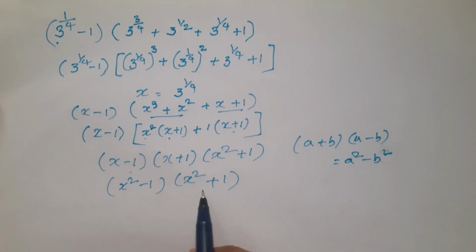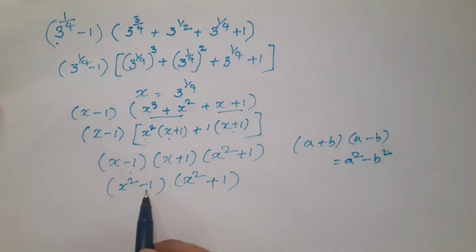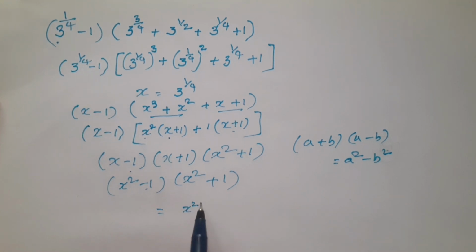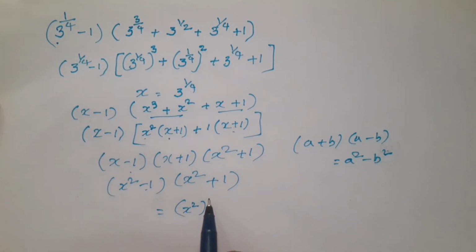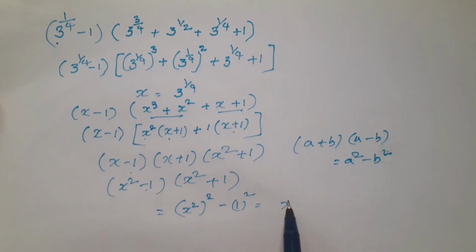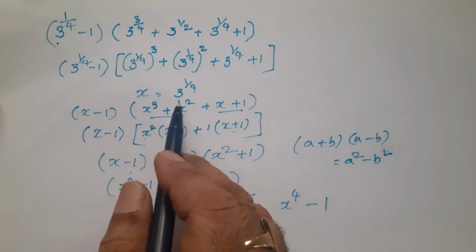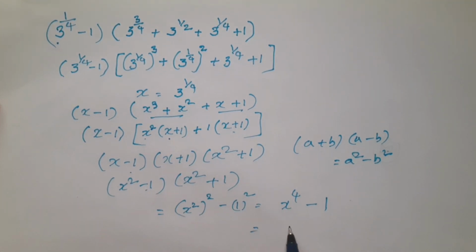Again we get the same algebraic identity. So a plus b into a minus b. So you can write x square whole square minus 1 whole square. Then we get x power 4 minus 1. But we know what x is here, already we know. So replace with 3 power 1 by 4. So 3 power 1 by 4 whole power 4 minus 1.